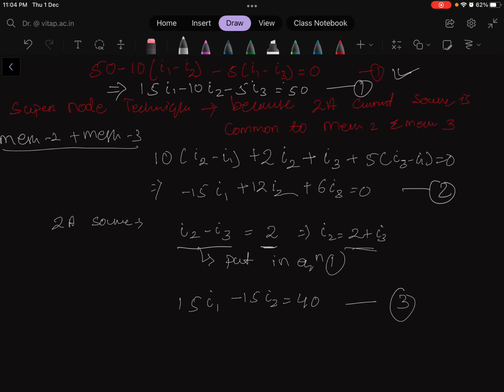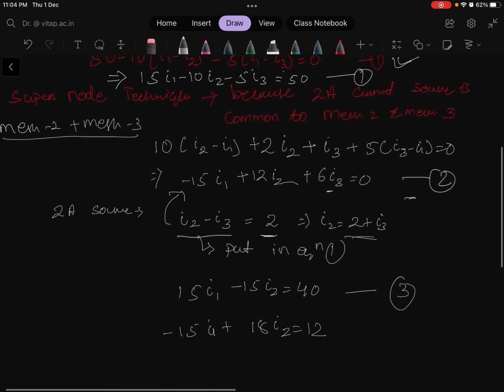And the same thing we can apply in equation number 2 also. If we apply that, then we will get minus 15 I1 plus 18 I2 equals 12. Okay, so what am I doing? I am putting this value of I3 here, so I am eliminating the value of I3. We will get this as, let us say, equation number 4.